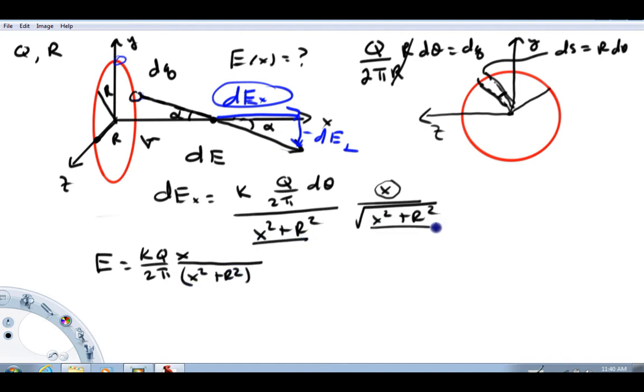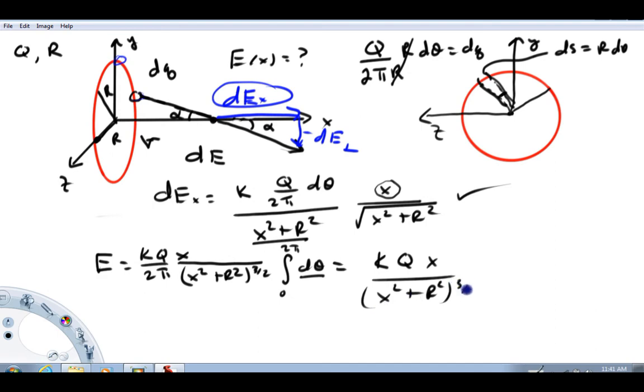When we take x squared plus r squared times x squared plus r squared to the 1/2, we get x squared plus r squared to the 3/2. Integral d theta. That's the only thing that's varying. Everything else is constant. We're just going to run theta from 0 to 2 pi. We go from what looked like a very complex expression, but once you bring out in front everything that's constant, theta is the only thing varying. When you integrate d theta from 0 to 2 pi, you get 2 pi, and that cancels this 2 pi. So what we end up with is kqx over x squared plus r squared to the 3/2. There is an expression for the net electric field at this point as it varies with x.